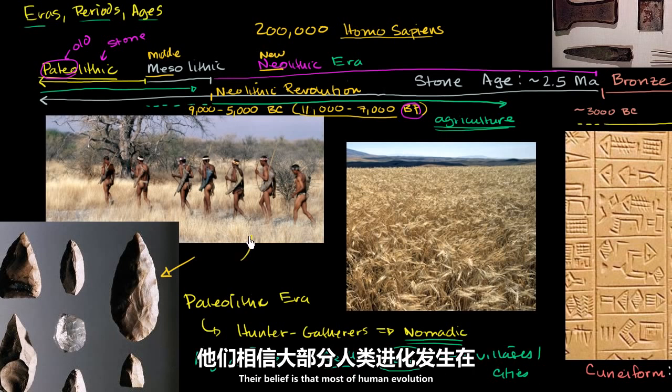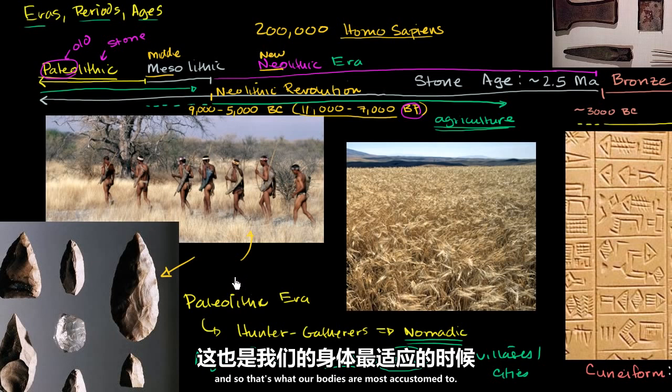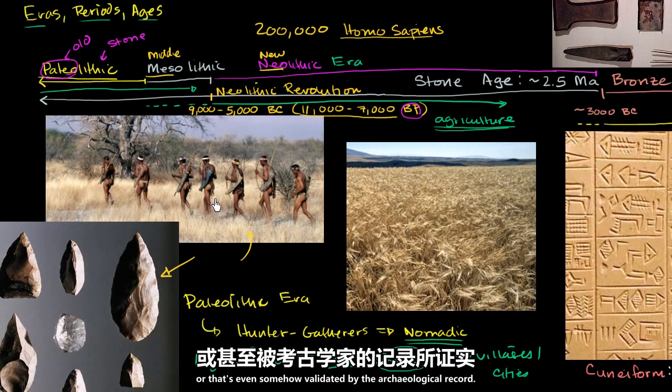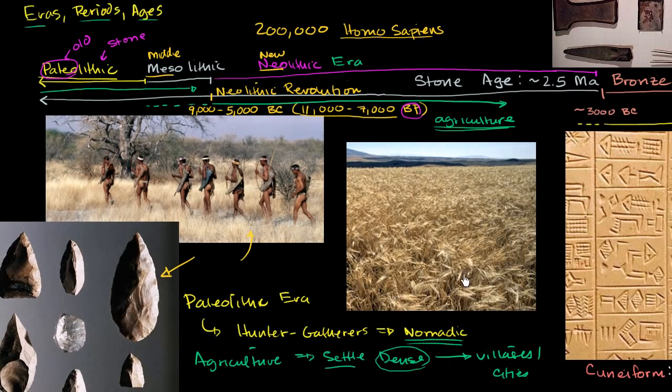Those are people who try to live like hunter-gatherers. Their belief is that most of human evolution occurred while we were hunter-gatherers, and so that's what our bodies are most accustomed to. So they like to eat meat, and they like to eat a lot of nuts. I had a coworker once who used to only eat raw meat, and I don't know if that is even justified, or validated by the archaeological record. These people probably did cook their meat.